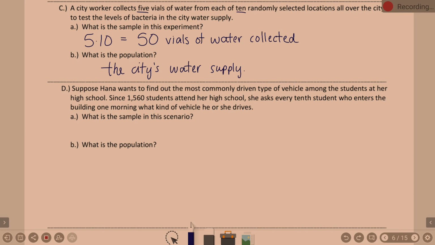Population would be 1,560 students that attend. Okay. Whole big group, basically her high school. They gave us a specific number in this case, right? The 1,560 students that attend her high school. What about the sample? 156 students, she asked. Okay. We want to get specifics, the 156 students, because she asked every 10th student, right?